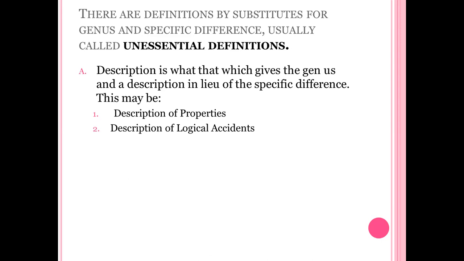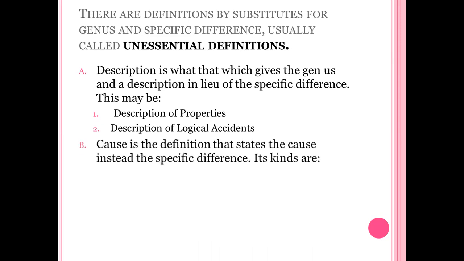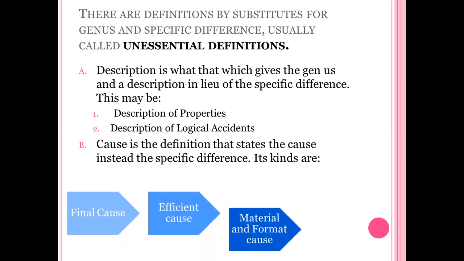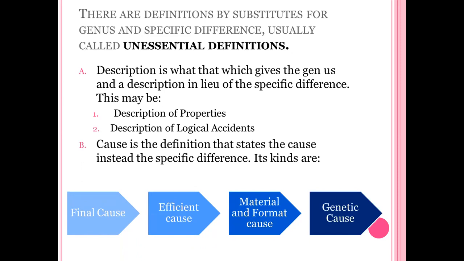So that is the description of logical accidents. So now we are going to go to another unessential definition, which is the cause. And cause is the definition that states the cause instead of the specific difference. So its kinds are the final cause, efficient cause, material and formal cause, and genetic cause.